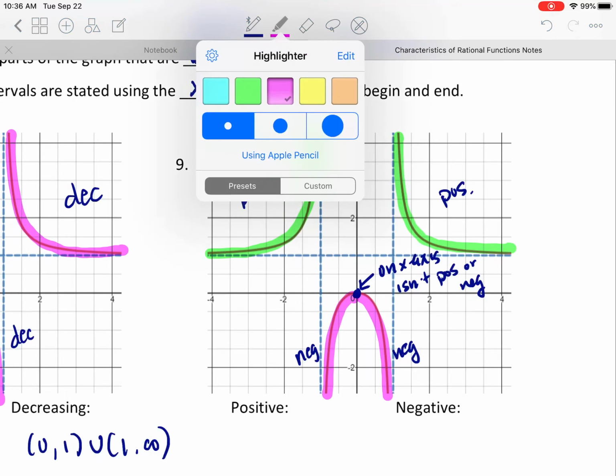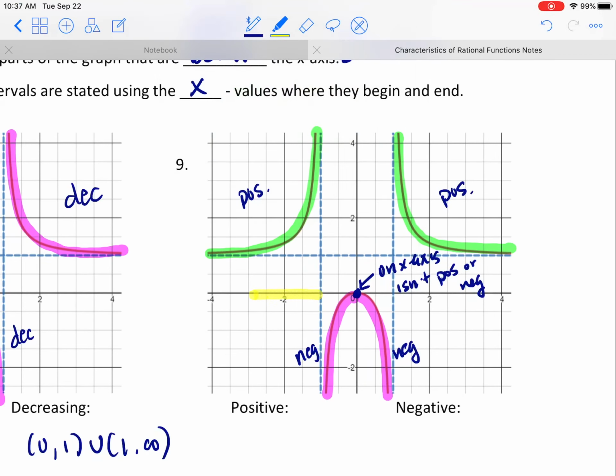So positive, the first piece, it looks like it goes with this interval of x values from negative infinity up to -1. And then the other positive portion is with these x values, so from 1 to infinity. Okay, and then negative is going to be broken again into two separate intervals. So before that point where it hits the x-axis, and then after. So from -1 to 0, and then 0 to 1. Again, we have to separate because that point is on the x-axis, so it isn't positive or negative. It has a y value of 0, and 0 doesn't have a sign attached.